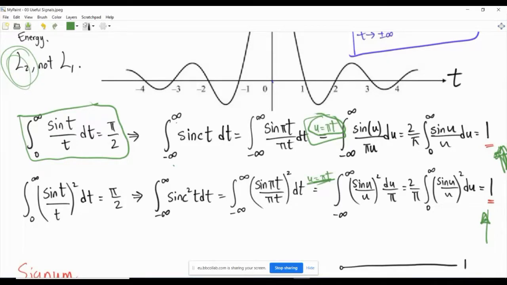But it is not absolutely integrable. It is not L1. So this function is L2 but not L1. In problem 4c, you showed that the integral of the magnitude is plus infinity, so it is not L1. It is L2. It has finite energy, so it is an energy signal. It has a finite L2 norm, but it is not absolutely integrable. It is integrable, but not absolutely integrable.